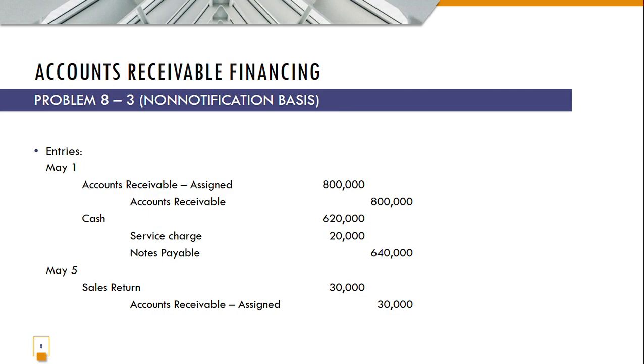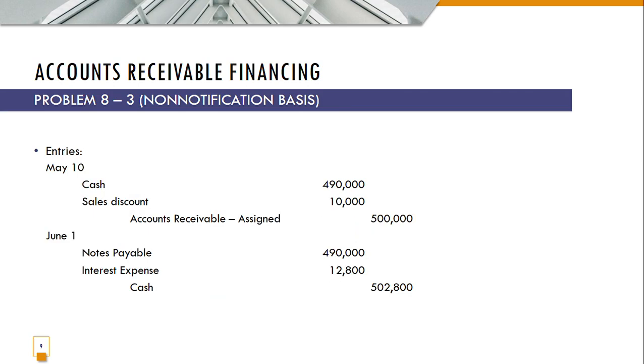Sales return of 30,000 on May 5. So normal transaction. May 10, you collected 500,000 of your accounts, less 10,000 discount. So 2% discount. So you only received 490,000 in cash.